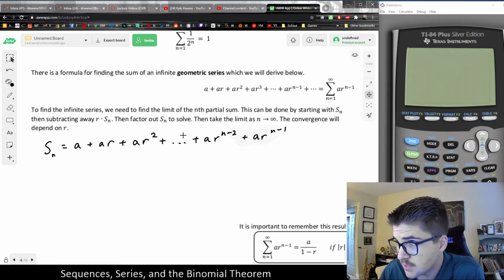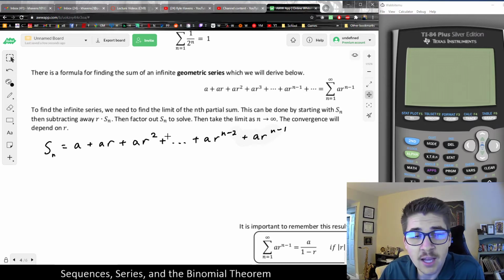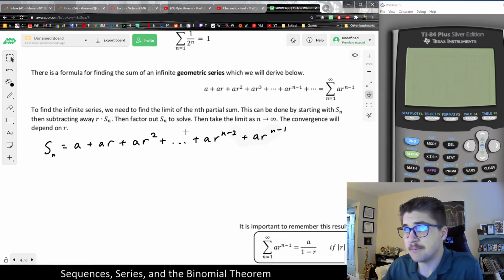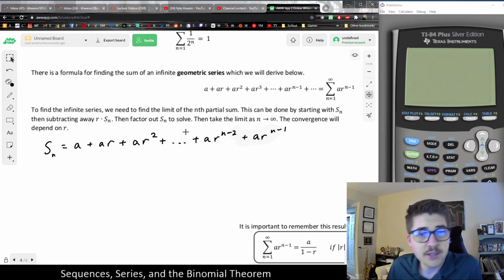I don't know how many terms I need, but this is kind of how I can describe it: I'm going to need some number of terms starting here, ending here, and I'll just put the dot dot dot, the ellipsis, in between. So why are we doing all this? Well, let's say I examine the nth partial sum, which is just a sum of n terms of the geometric series in this case.